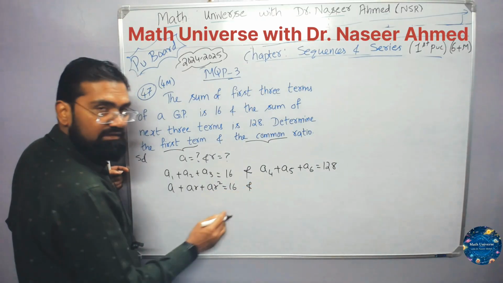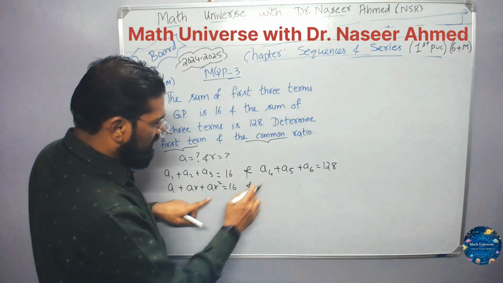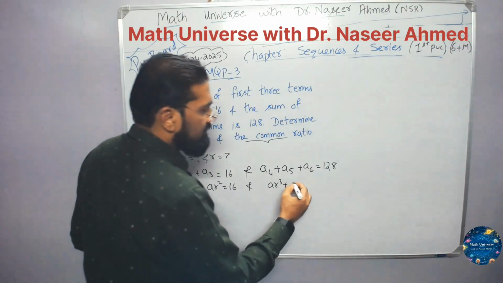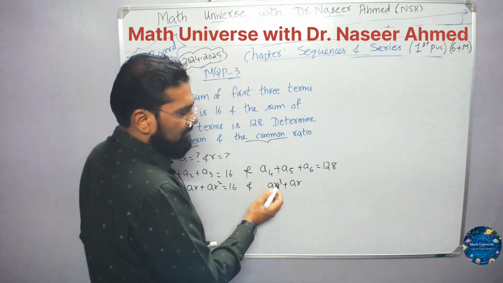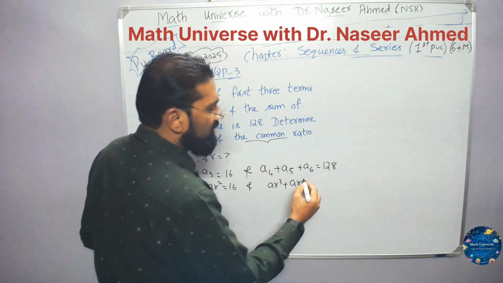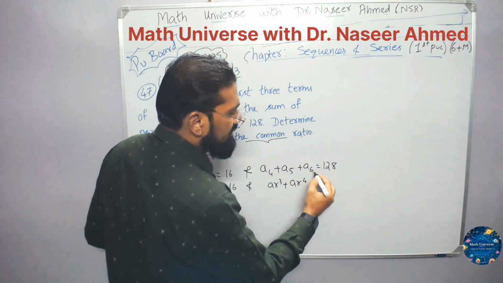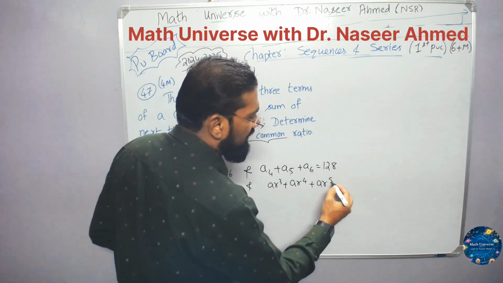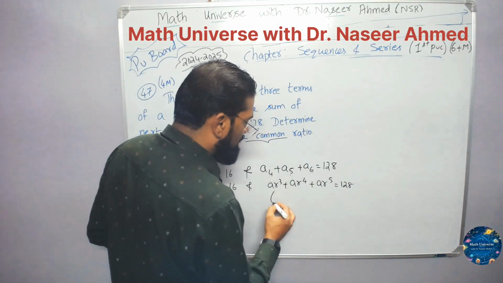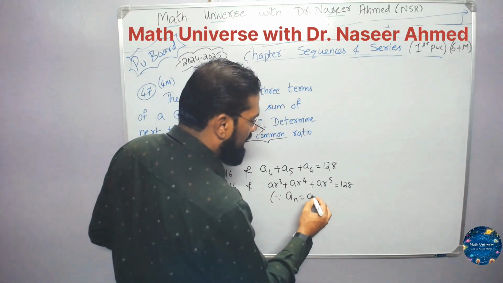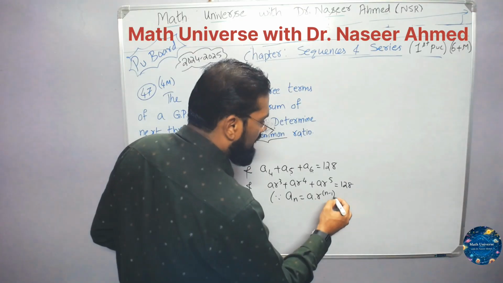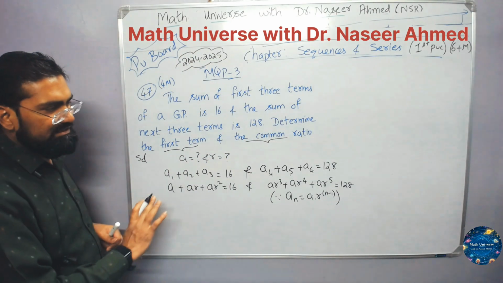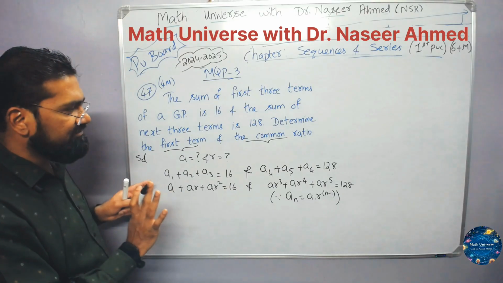Now the fourth term, multiplying by R to this, is AR cube. Again multiply. In short, whatever the index is, the power will be 1 less than that. Here the index is 5, so the power is 4. The index is 6, so the power will be 5. You can just recall the formula for the nth term: An is equal to A into R power n minus 1.